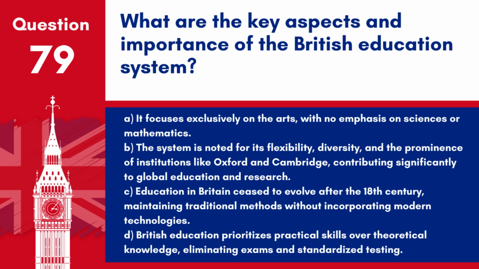Question 79. What are the key aspects and importance of the British education system? A. It focuses exclusively on the arts, with no emphasis on sciences or mathematics. B. The system is noted for its flexibility, diversity, and the prominence of institutions like Oxford and Cambridge, contributing significantly to global education and research.